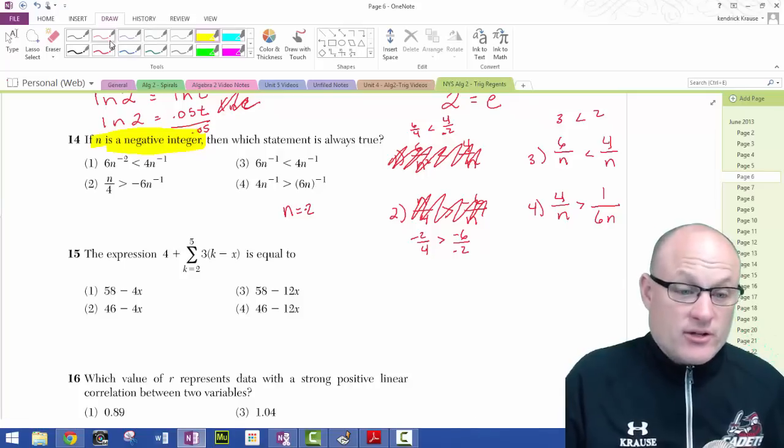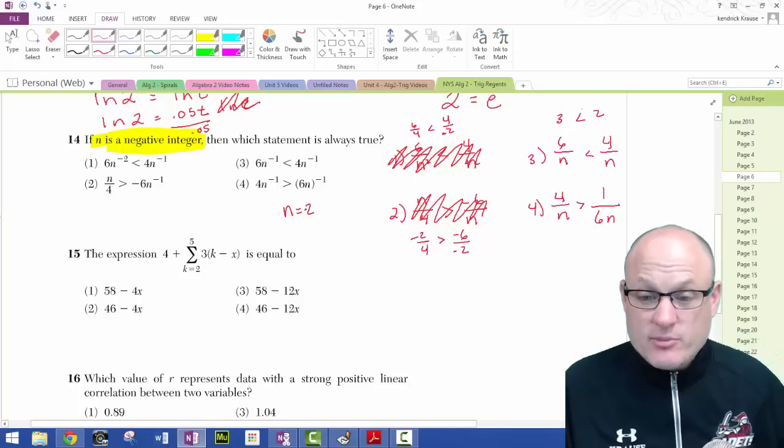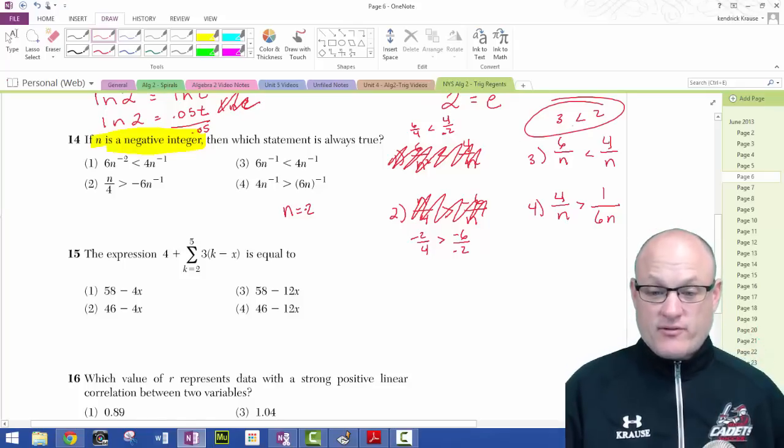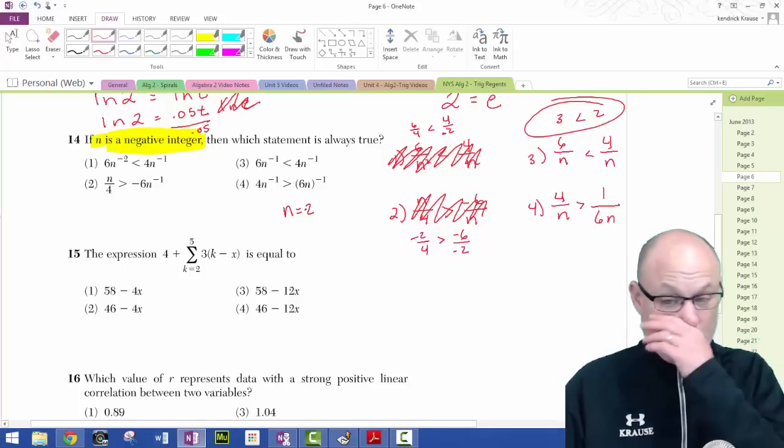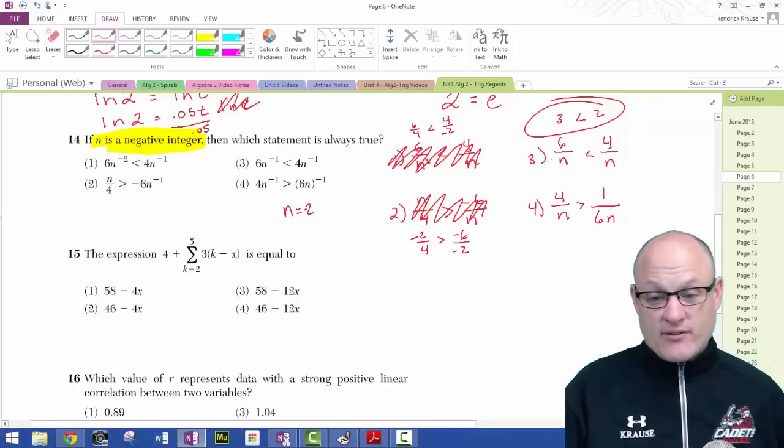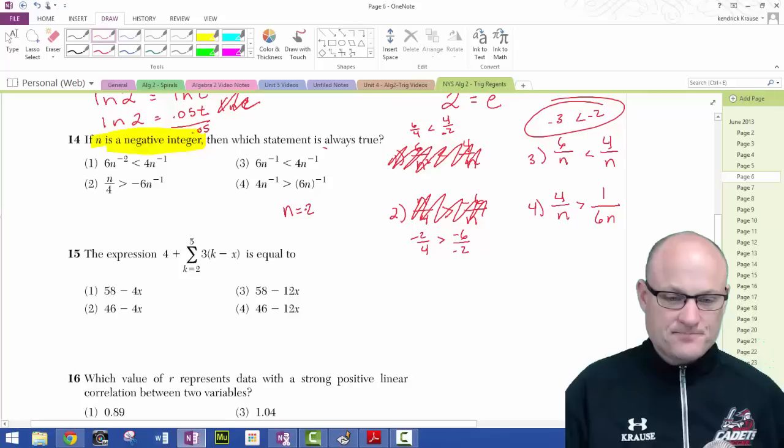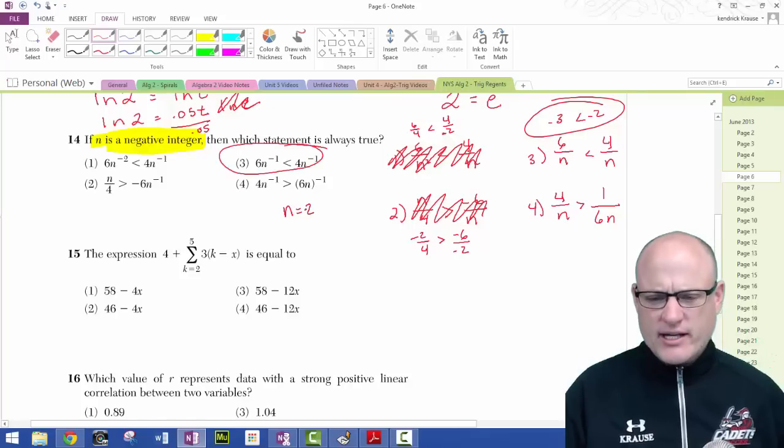So clearly I should not even have been checking any positive. I should be checking negatives, because when this was positive, this is actually not a true statement. But when n is negative 2, this would be negative, and this would be also negative. But negative 3 is smaller than negative 2. And that's your answer.